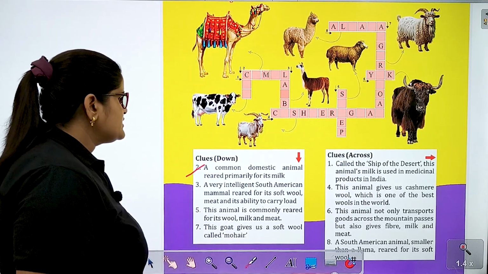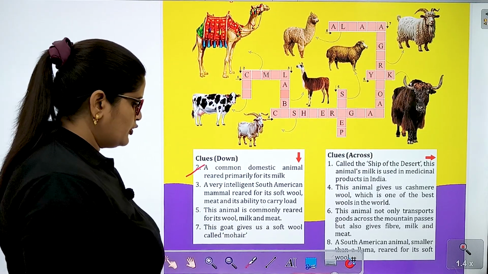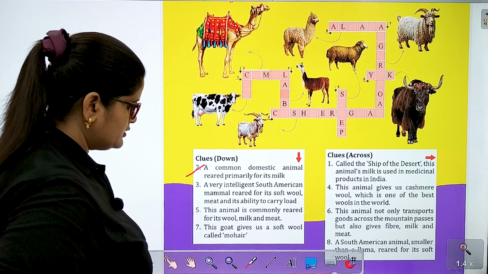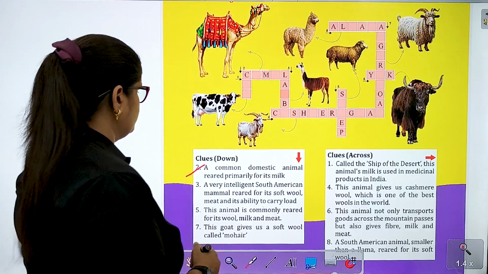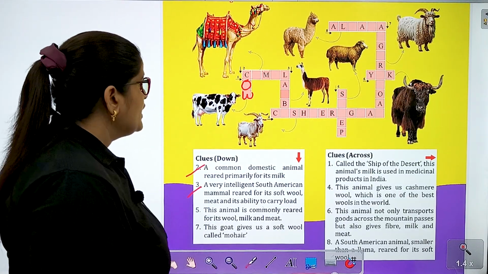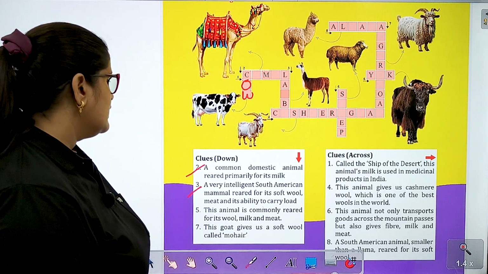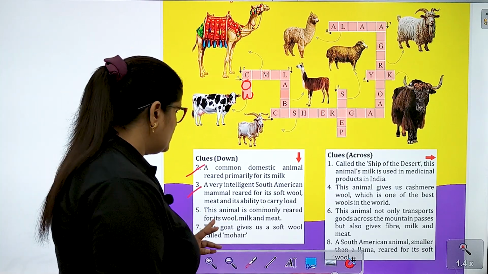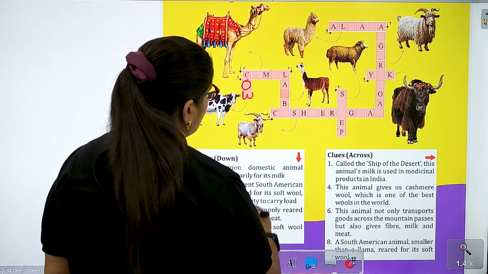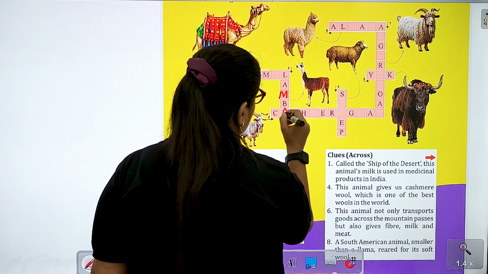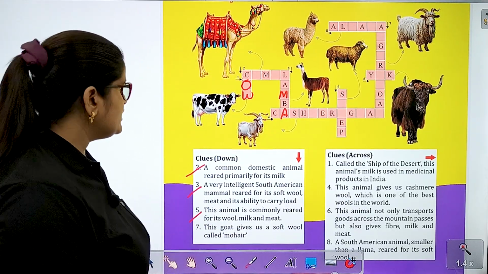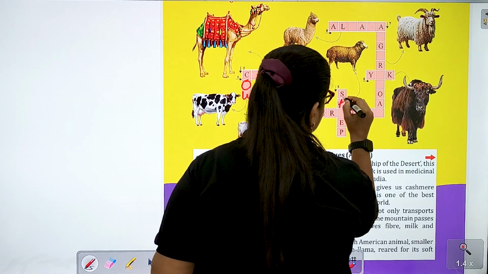Number 2, a common domestic animal reared primarily for its milk. It's down. Cow. A very intelligent South American mammal reared for its soft wool, meat and its ability to carry load. Number 3, this is llama. This animal is commonly reared for its wool, milk and meat. Number 5, sheep.